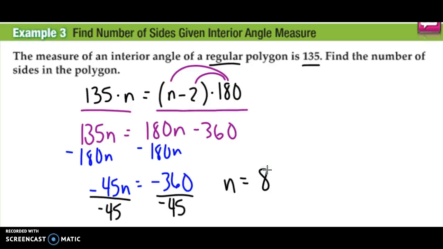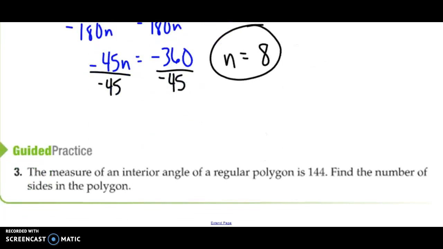So, what does that mean? It means that the number of sides is 8, which we know to be an octagon, 8 sides. Here's a guided practice problem. This time they tell us that each angle is 144 degrees. You find the number of sides.